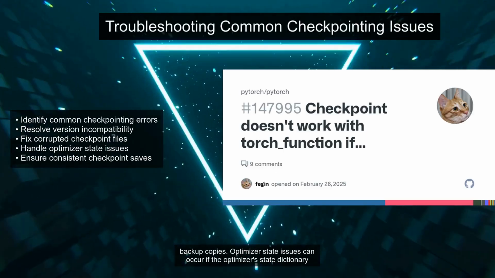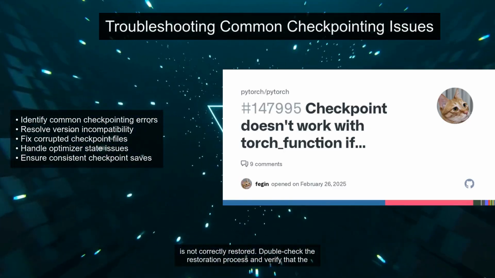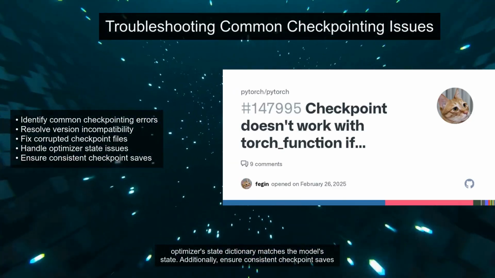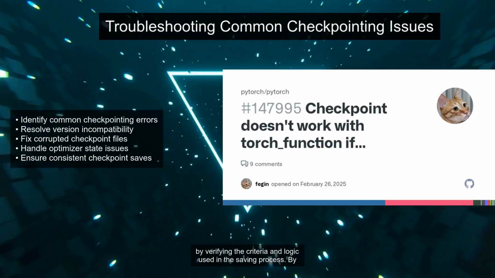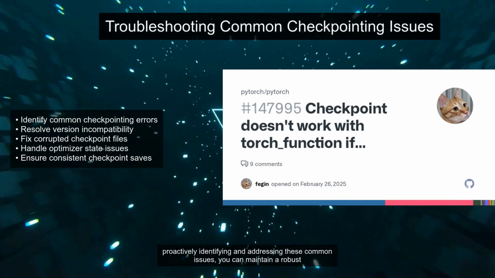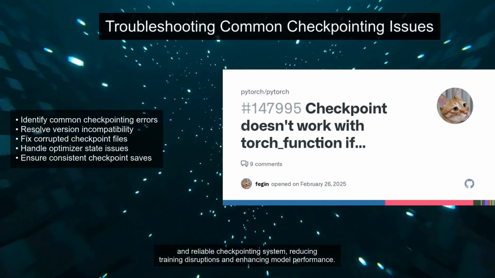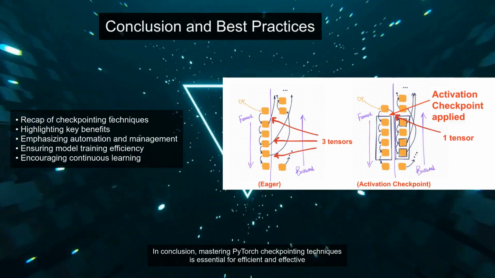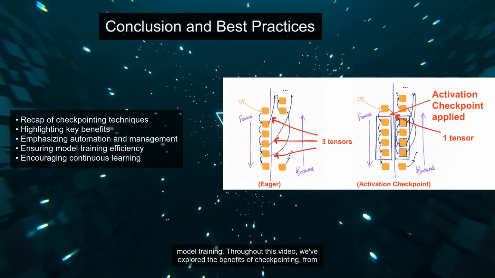Optimizer state issues can occur if the optimizer's state dictionary is not correctly restored. Double-check the restoration process and verify that the optimizer's state dictionary matches the model state. Additionally, ensure consistent checkpoint saves by verifying the criteria and logic used in the saving process. By proactively identifying and addressing these common issues, you can maintain a robust and reliable checkpointing system, reducing training disruptions and enhancing model performance. In conclusion, mastering PyTorch checkpointing techniques is essential for efficient and effective model training.